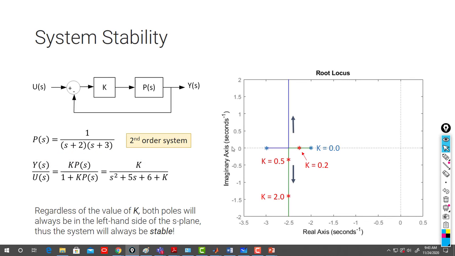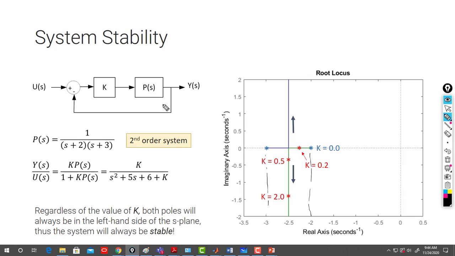So as an example of system stability, taking this plant, and this plant is a second order system, and it has 2 open loop poles. If I ask you what are the open loop poles for this system, you will tell me -2, -3. Yes. So -2 and -3. These 2 stars are my open loop poles.